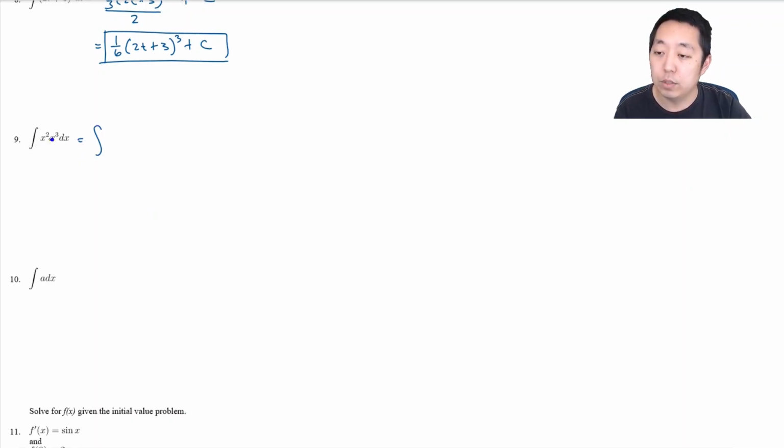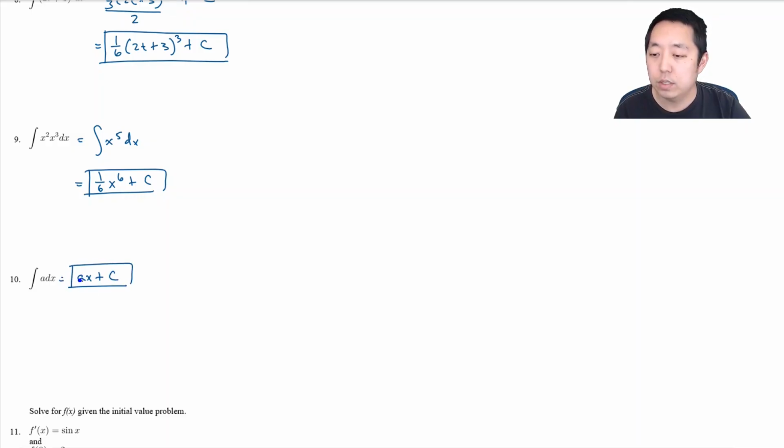This one I want to simplify to be x to the 5th dx by adding the exponents. And so this would be 1/6 x to the 6th plus c. Right, so I add 1 to the exponent and I divide by that exponent. For a dx, assuming a is a constant, this would just be ax plus c, because the derivative of this would just be a.